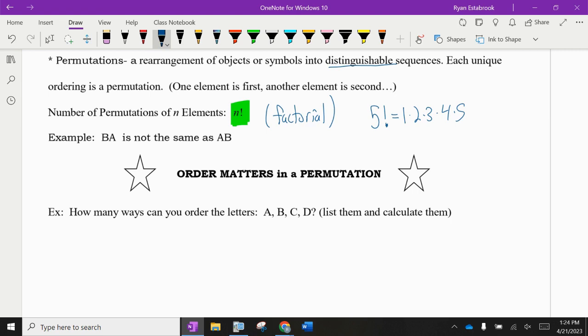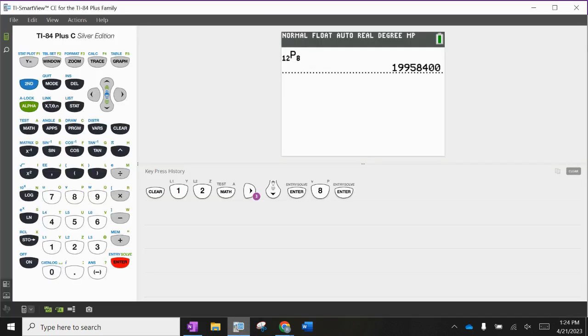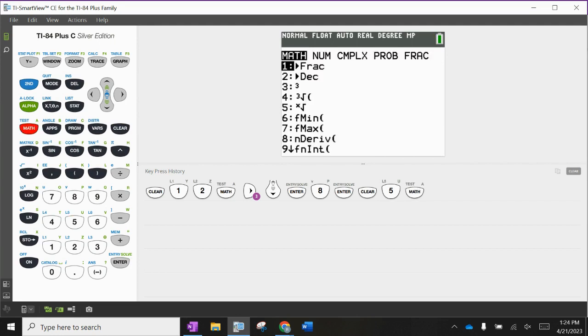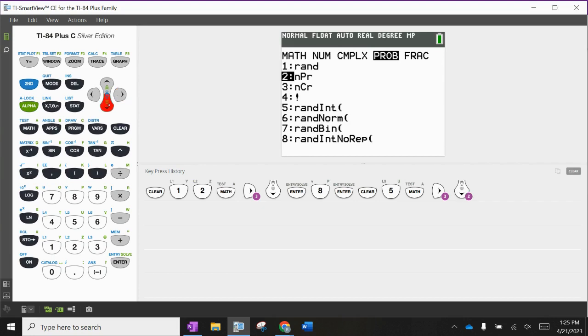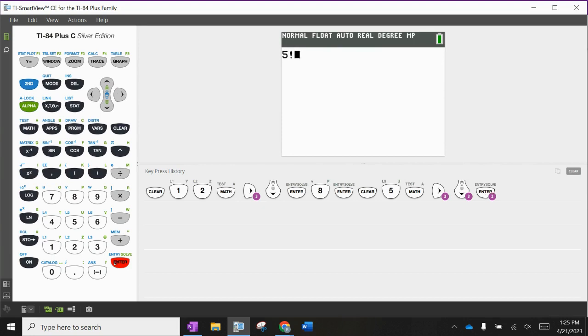My calculator can do this. On the graphing calculator, if I hit 5, how do I bring up that exclamation point? I'll go to math, scroll to the right where it says probability. I'll scroll down to number 4, hit equals. There's my 5 factorial. And in the calculator, it's doing 1 times 2 times 3 times 4 times 5.